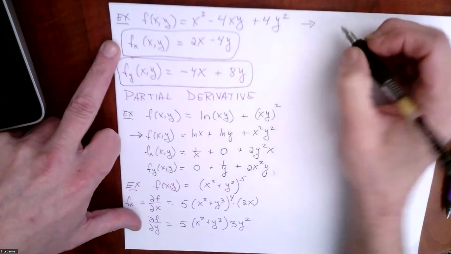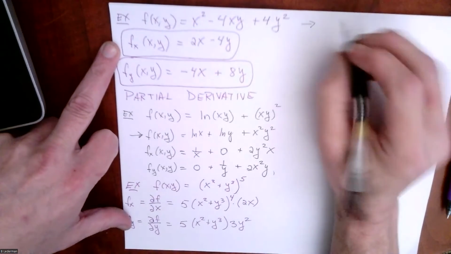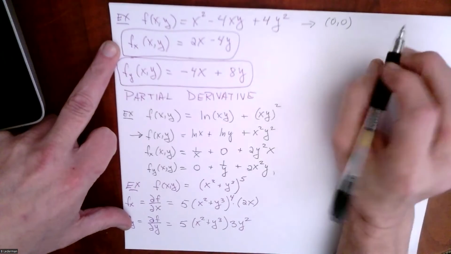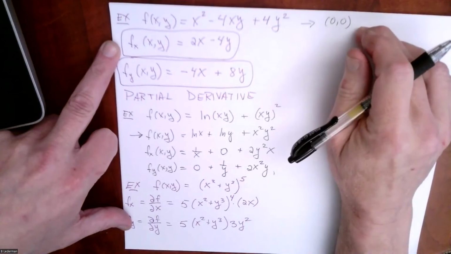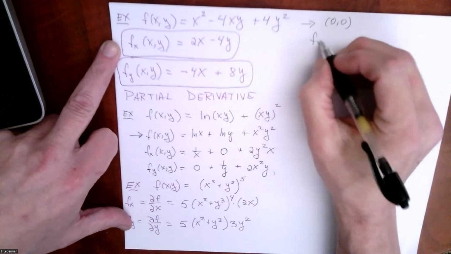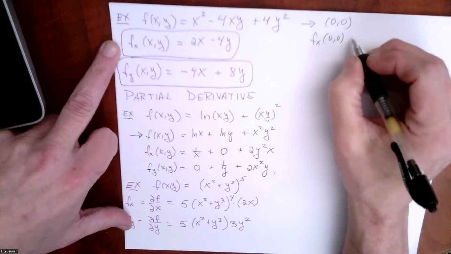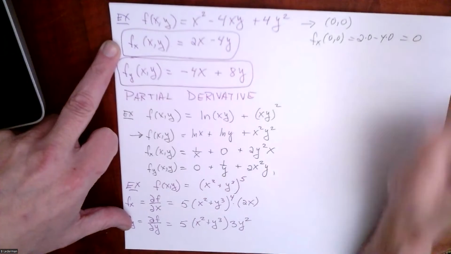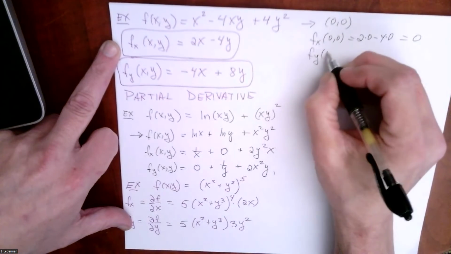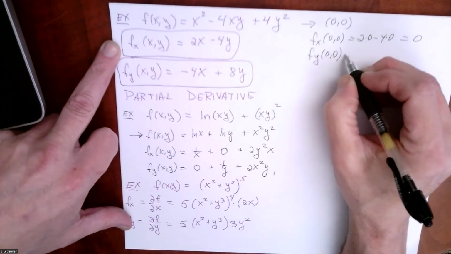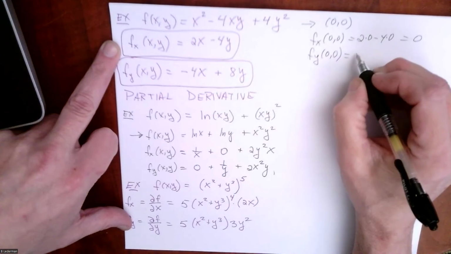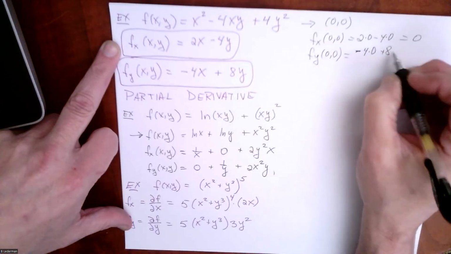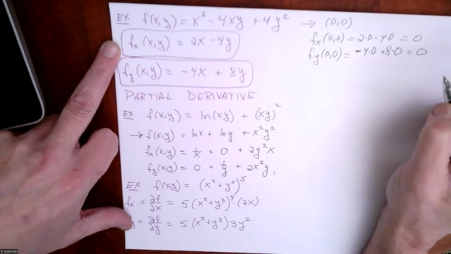For this problem, I want to evaluate the derivative at the point (0, 0). And then I'm going to evaluate at a different point. So f sub x of (0, 0) is equal to 2 times 0 minus 4 times 0, which is just 0. F sub y of (0, 0) is equal to negative 4 times 0 plus 8 times 0, which again is just 0.